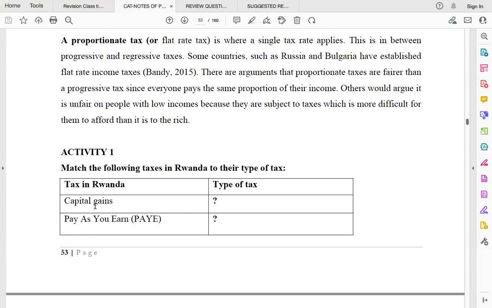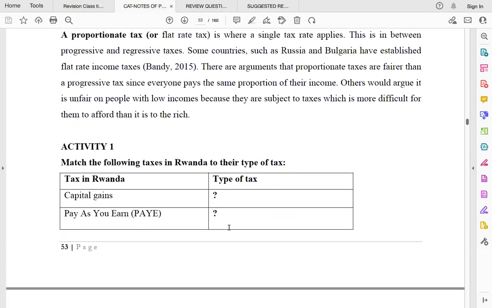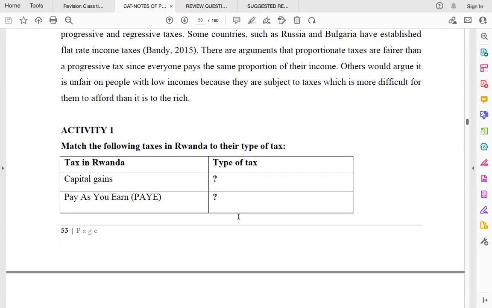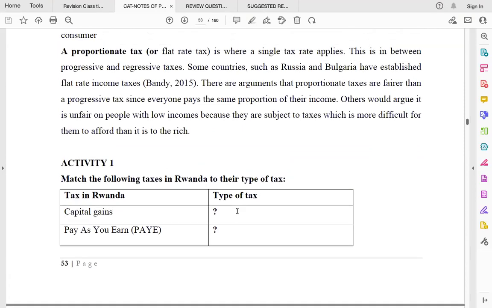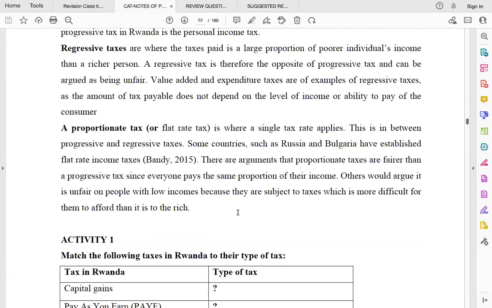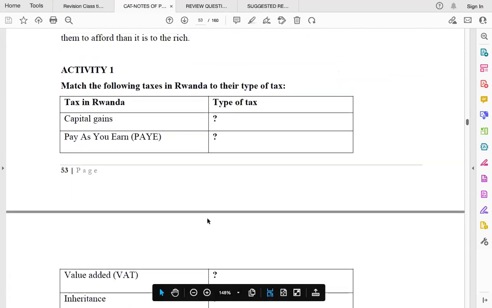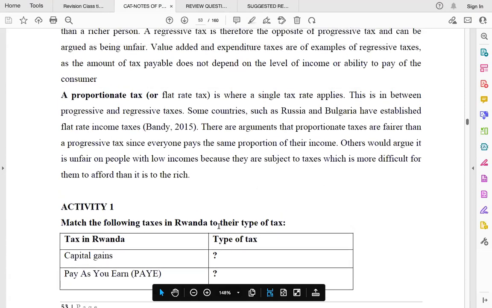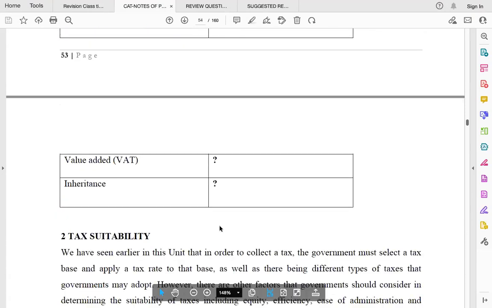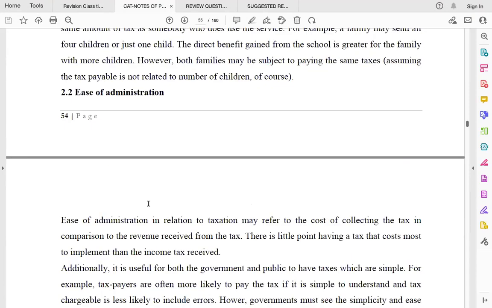Proportionate tax. Pay as you earn: progressive. Value added tax: regressive. Okay. Now, tax suitability.